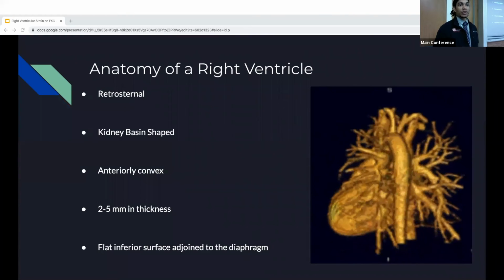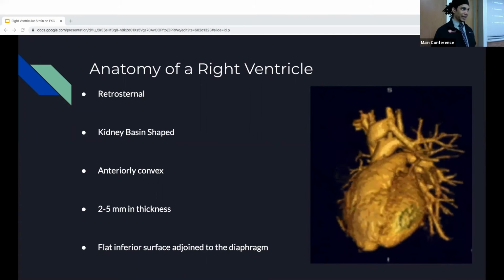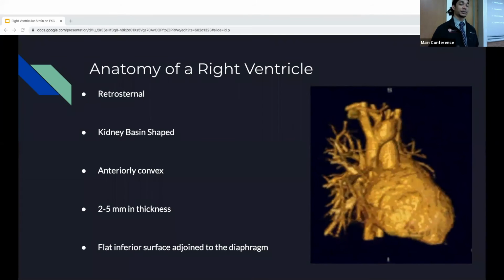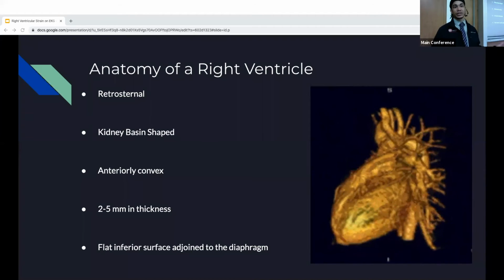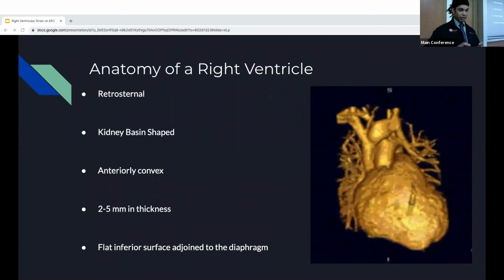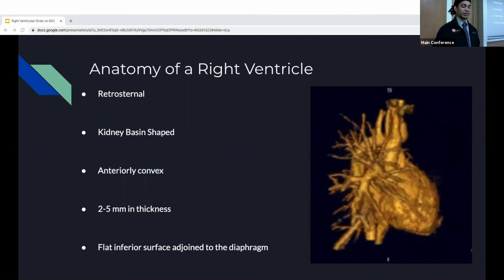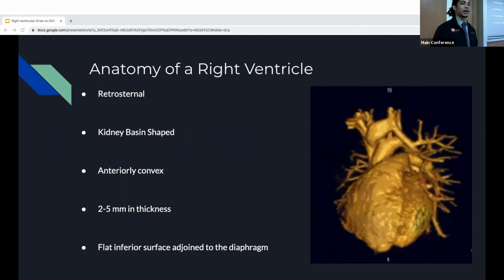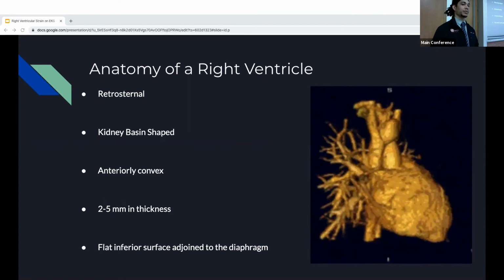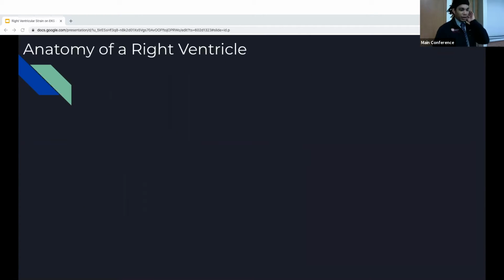To start out this lecture, we're talking about right heart strain on the EKG. I always found it helpful to think about the intimate relationship between structure and function. The right ventricle is retrosternal, right behind the sternum. It's kidney-bean shaped if you look down at it, like in the cadaver images. It's anteriorly convex, in a normal adult 2 to 5 millimeters in thickness, and it's got this flat inferior surface that's adjoined to the diaphragm.